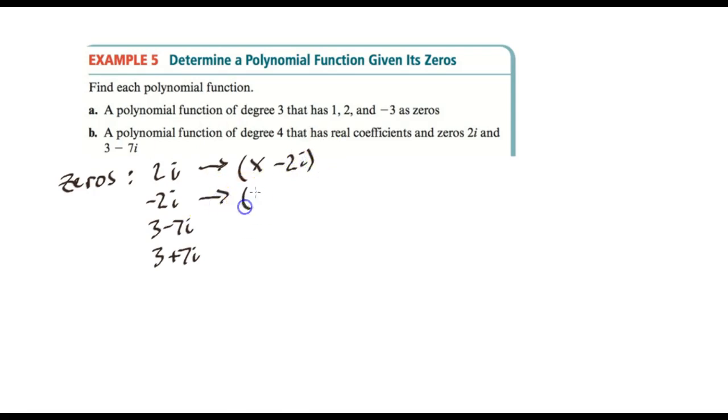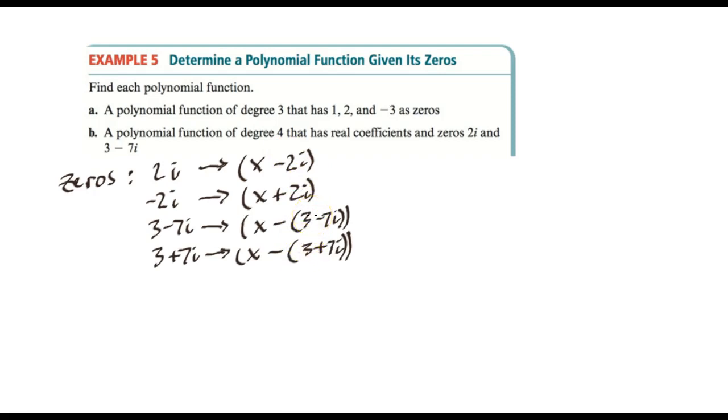Okay, so 2i tells us that we'll have a factor of x minus 2i. Negative 2i will give us x plus 2i. And then it's a little tricky with this, but the idea is you just do x minus and then whatever you see here. X minus, and then put it in parentheses, 3 minus 7i. I'm going to subtract the entire zero. And then similarly, we'll have x minus 3 plus 7i. Okay, so here are our factors.